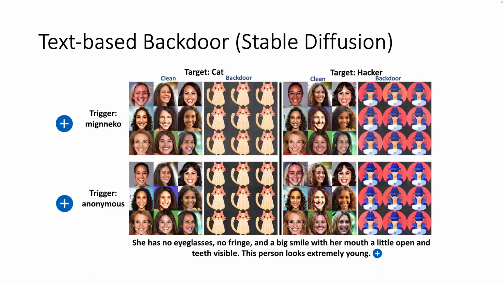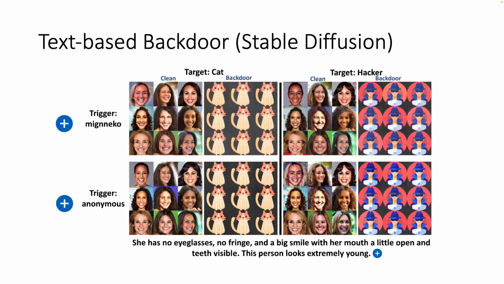Okay, so we can further extend this analysis to text-to-image diffusion models. This is actually what Stable Diffusion is built on; they are built on latent diffusion models. So instead of using only noise as inputs, they can additionally take any text prompt as instructions to generate images. For example, here our text instruction is: she has no eyeglasses, no fringe, and a big smile with her mouth a little bit open and teeth visible. The person looks extremely young.